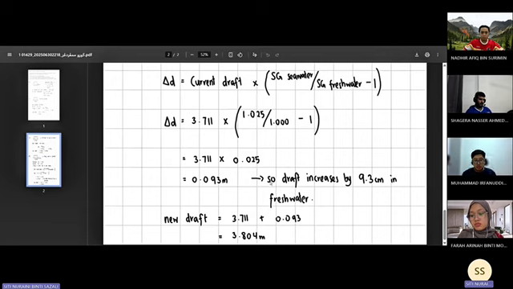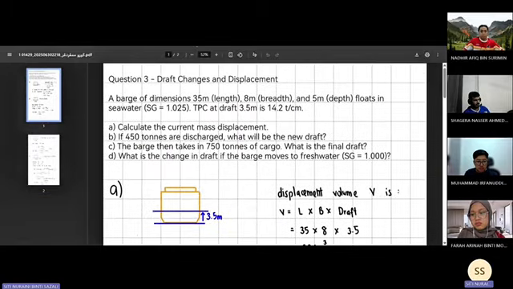And then we will convert it to centimeter. So the draft increased by 9.3 centimeter in fresh water. To calculate the new draft, you will need to add to the previous draft. So 3.711 meter plus 0.093 meter, we will get 3.804 meter for the new draft. That is all for question 3.